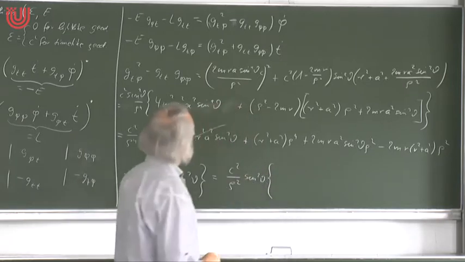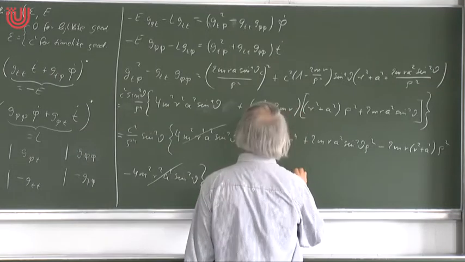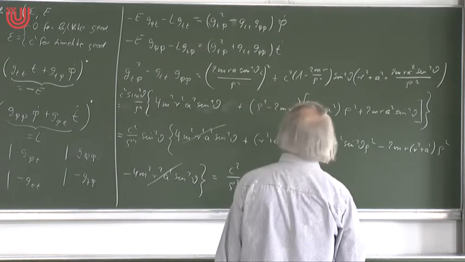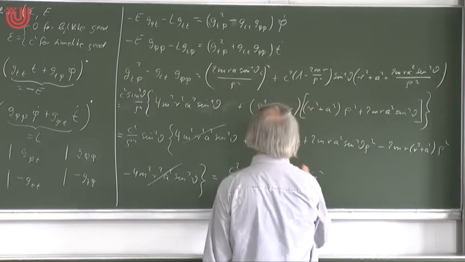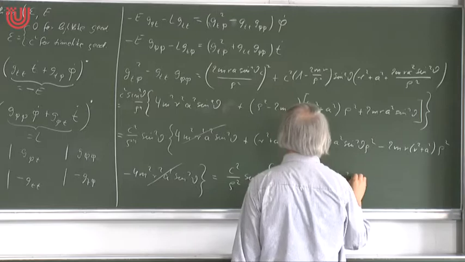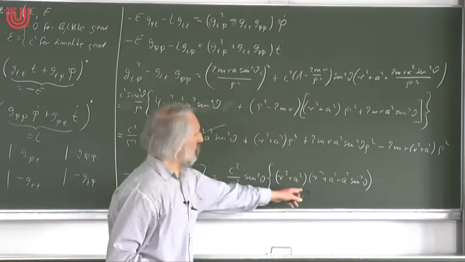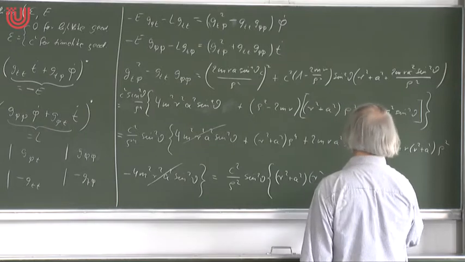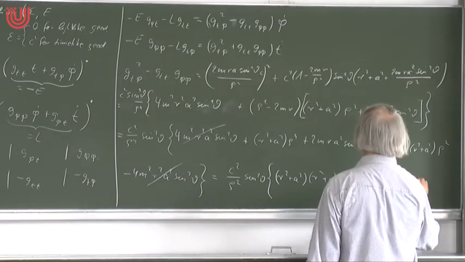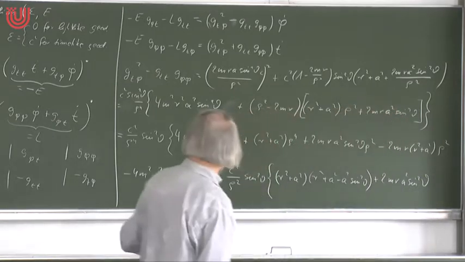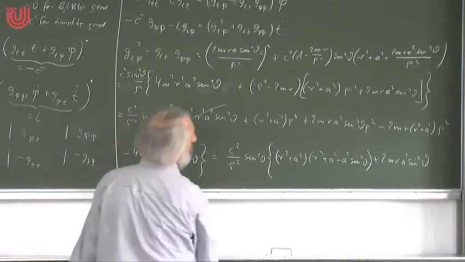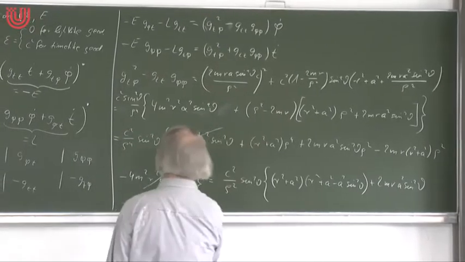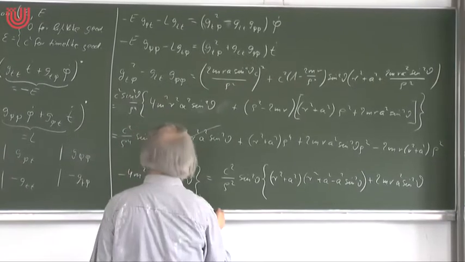And what do I have in the remaining bracket? I have, let me see, r squared plus a squared. I think I write rho squared out. r squared plus a squared minus a squared sine squared theta. This is rho squared, right? r squared plus a squared cosine squared theta. And the rest I think I copy. Minus 2mr a squared sine squared theta. Oh my goodness, now I have to squeeze this here. Minus 2m. Is this an r? Yes. r squared plus a squared. And the rho squared I've taken out.